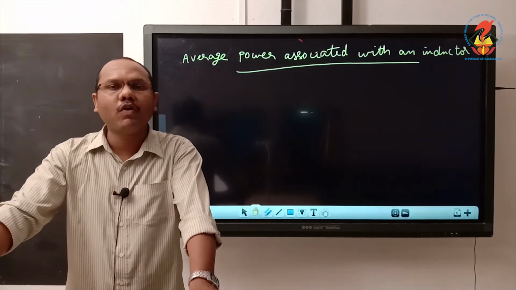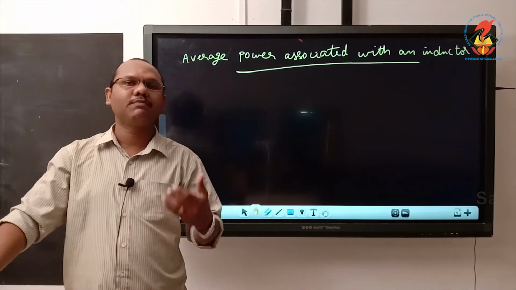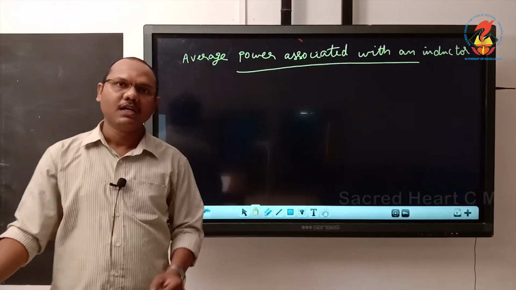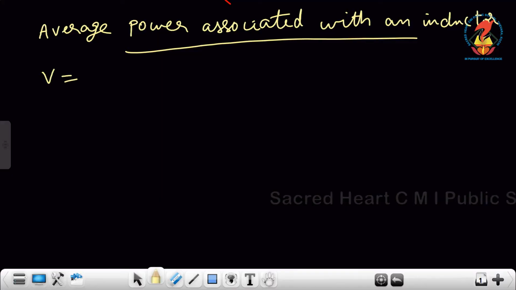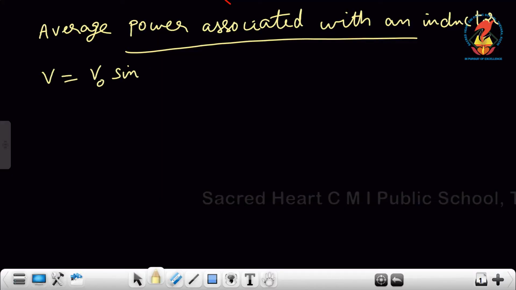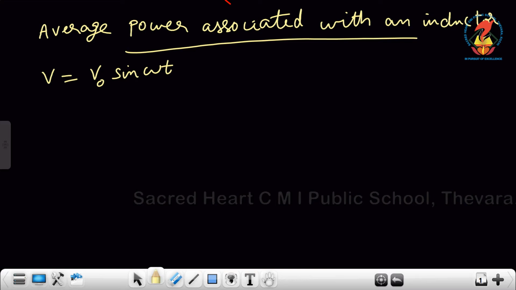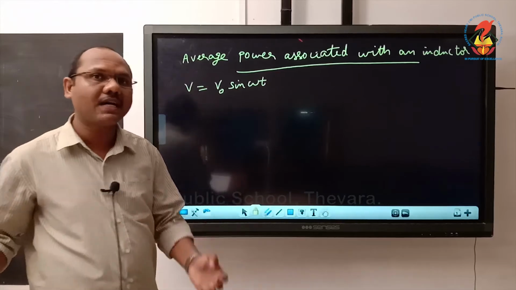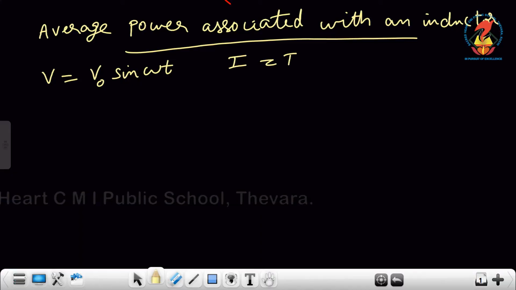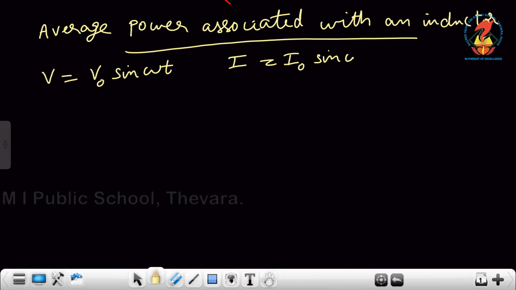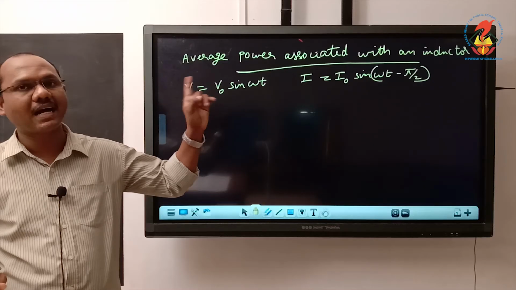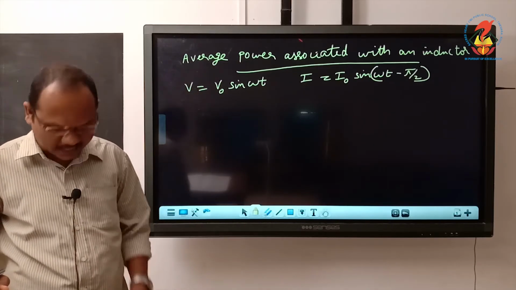In an inductor, we already know voltage leads by an angle of 90 degrees, and current lags by an angle of 90 degrees. So I am writing like this: V is equal to V0 sin omega t. This is for the instantaneous voltage. Now the instantaneous current can be given by I is equal to I0 sin omega t minus pi by 2, because current is lagging by an angle of 90 degrees.